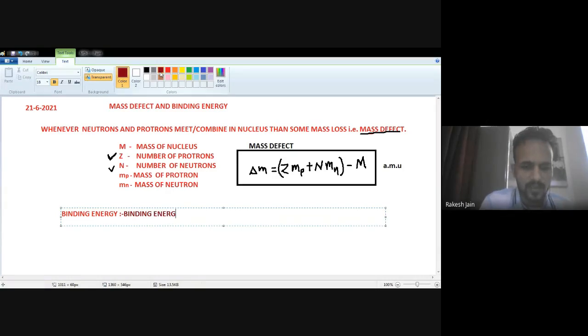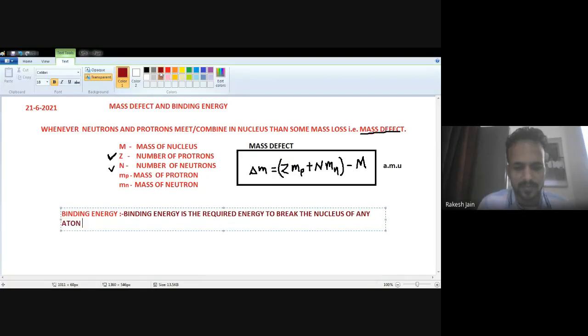Binding energy is the required energy to break the nucleus of any atom into protons and neutrons.